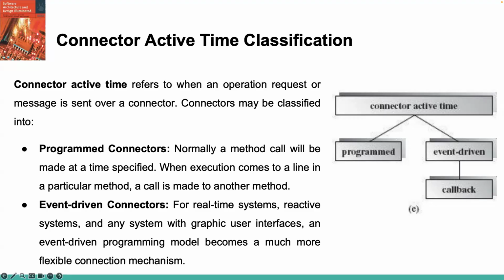A program connector is the most straightforward type of connector. Here, a method call is programmed to occur at a specific point in time. When the execution reaches a certain line of code, the method is called. Example, think of a train schedule. The train leaves the station at a specified time. If you arrive early or late, you have to wait until the scheduled departure time. In programming, this is just like calling a method from another method. Once the code reaches that specific line, the method gets triggered.